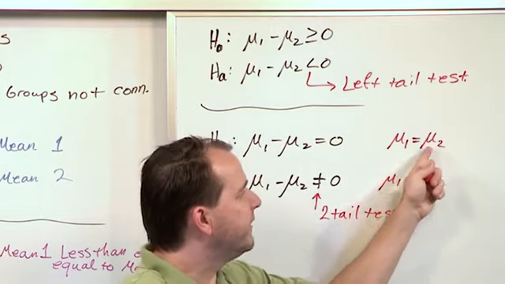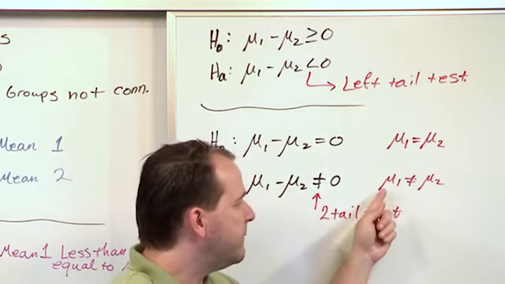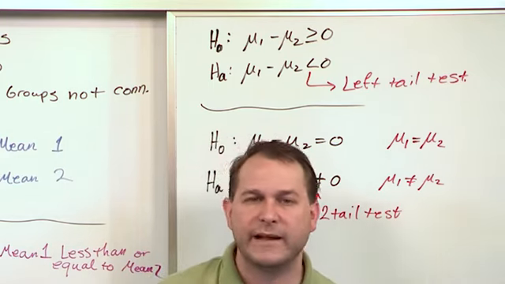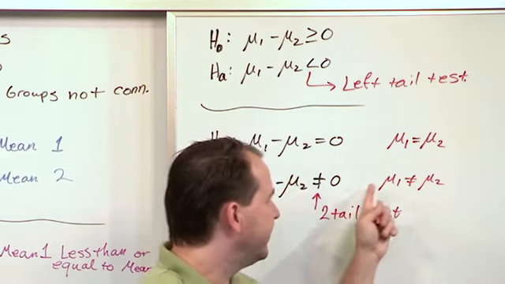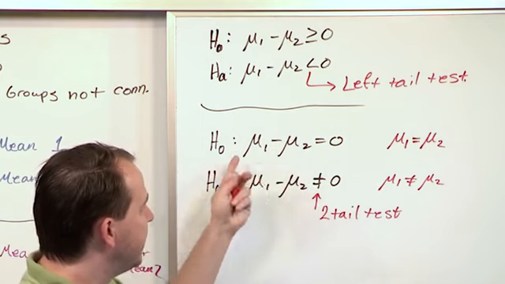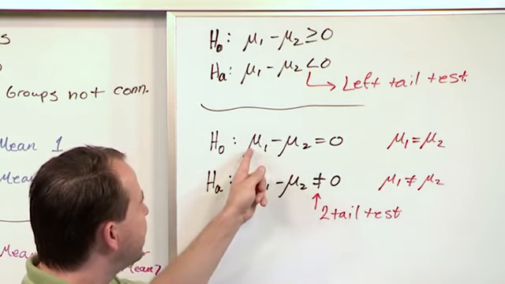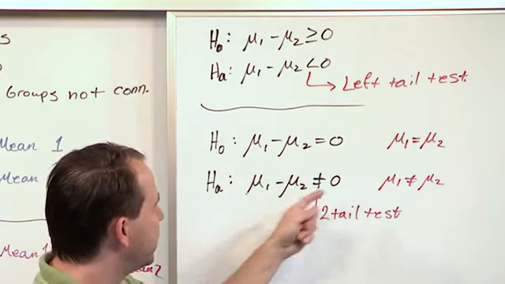And the mean of 1 is equal to the mean of 2, that's the null. And the mean of 1 is not equal to the mean of 2, that's the alternate. This makes sense to me. Sometimes when I look at this, I know what it means because I've done all these problems, but sometimes when you look at this, equal to 0 and not equal to 0, it's not so clear.